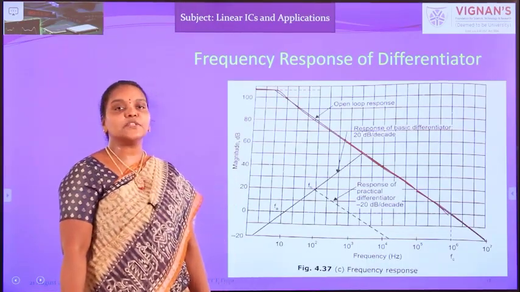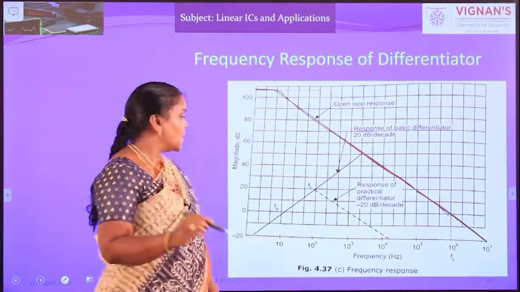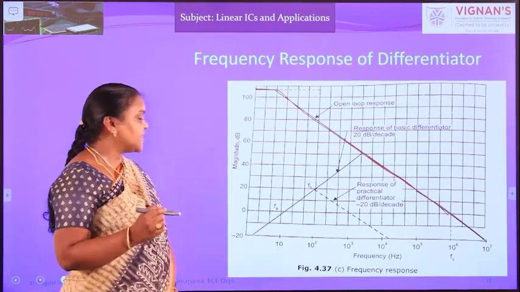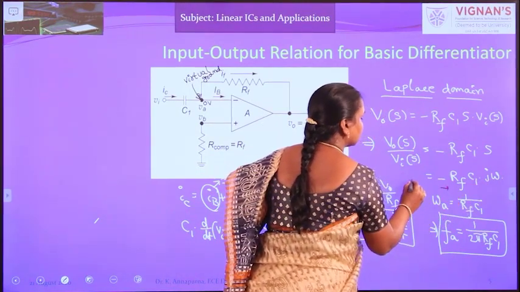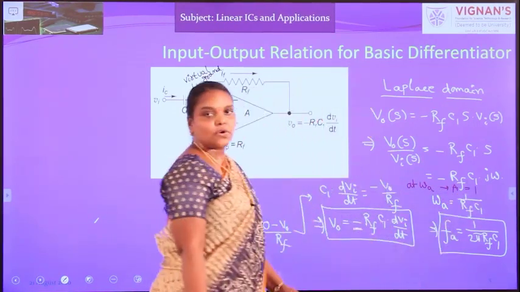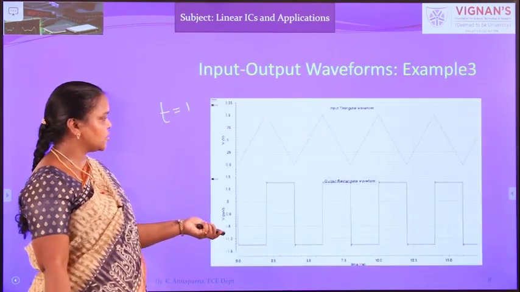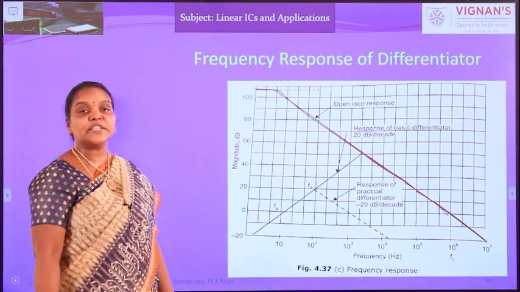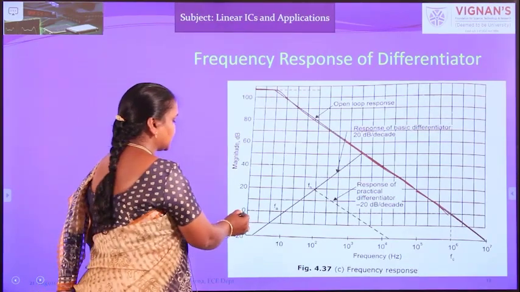In closed loop response, we have basic differentiator circuit and practical differentiator circuit. So first let us see the basic differentiator. In basic differentiator, at the cutoff frequency the gain becomes 1. Okay, that is unity gain point. So here you can observe it. At the cutoff frequency FA, the gain is 1. Unity gain means 20 log 1. Log 1 becomes 0, that's why it is 0 decibels.